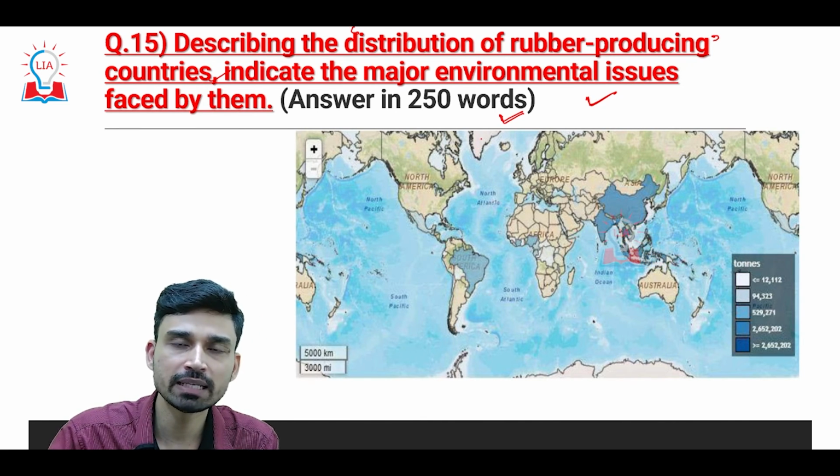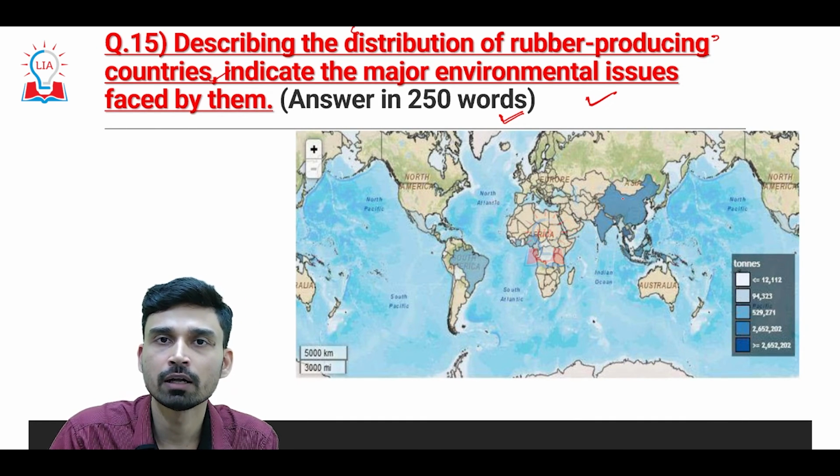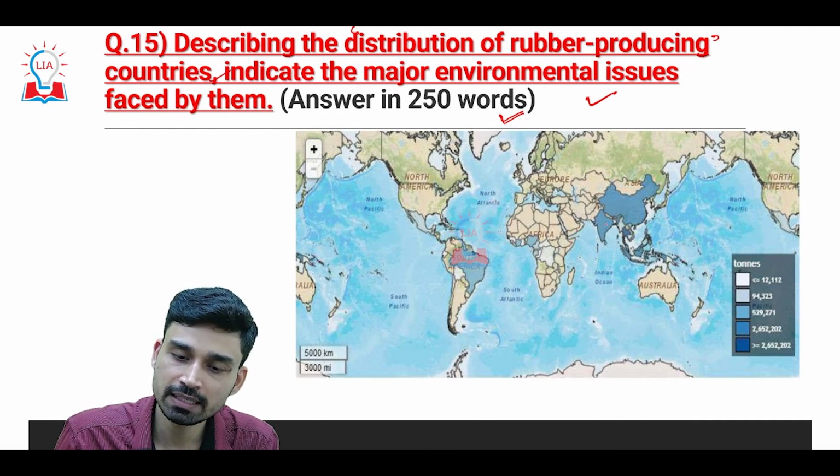So on the map of the world, you can simply draw the outline of the world map, and on that you can mark the countries representing the major rubber growing regions. So as we can see, we have India.